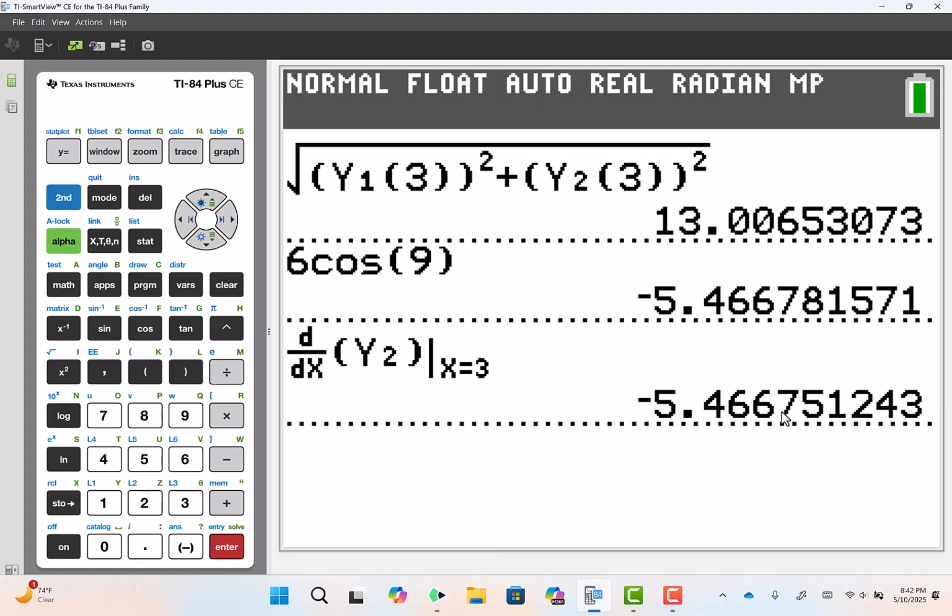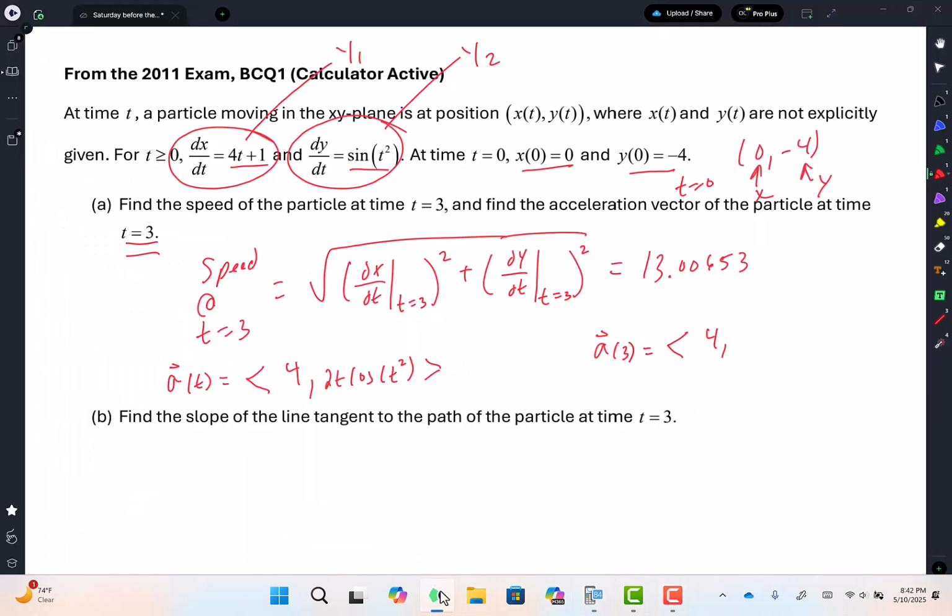Negative 5.4667. That's what I'm going to put. So negative 5.4667. And there it is.